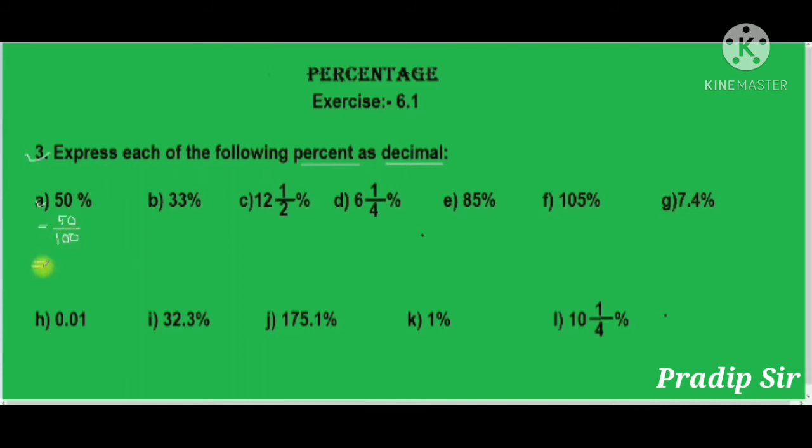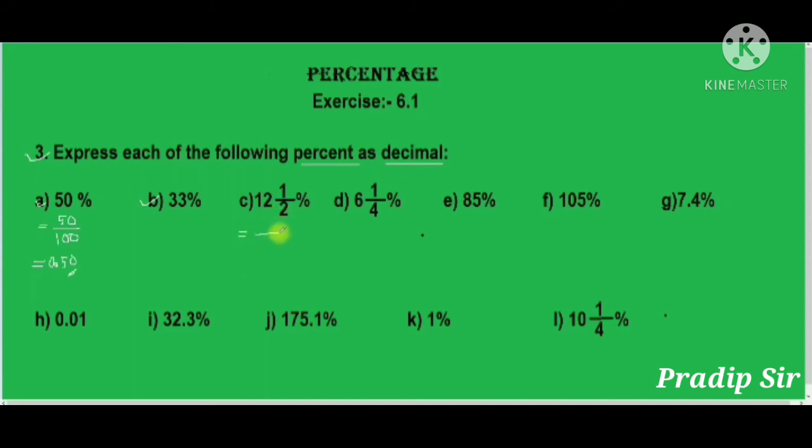Okay, now see, we have to write it in decimal form, right? So here 50 in the denominator, how many zeros are there? 2 zeros. That means before 2 digits we have to give the decimal. So here you write 50, and how many zeros are there in the denominator? 2 zeros. So before 2 digits, you see there, then the answer will be 0.50. That means 50.